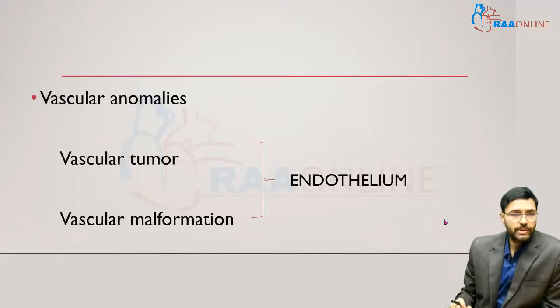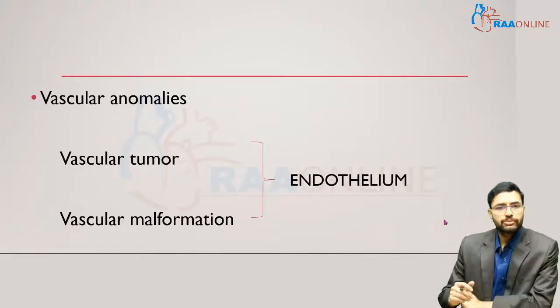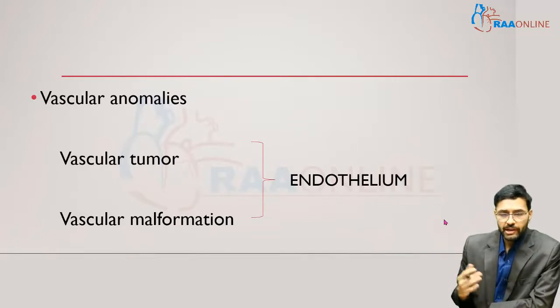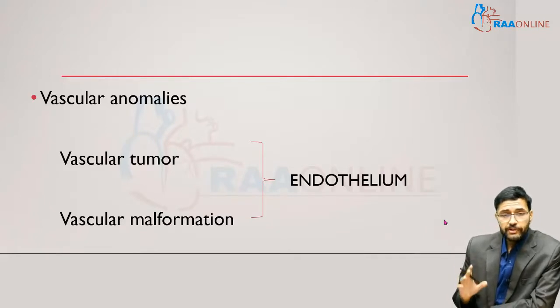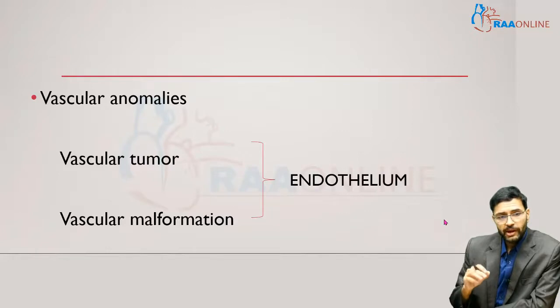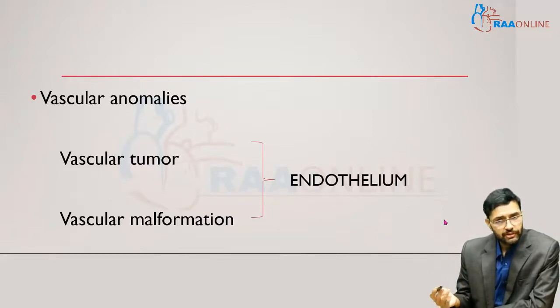Vascular anomalies is a broad terminology which includes two important components. One is vascular tumors and the second is vascular malformations. There is a difference between a vascular tumor and a vascular malformation. The basic difference is what happens to the endothelium. A vascular tumor is associated with hyperplasia of the endothelium, whereas in a vascular malformation, there is angiodysmorphogenesis, but the endothelium remains normal.